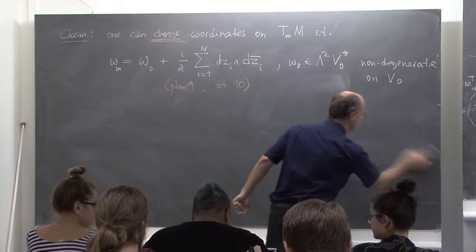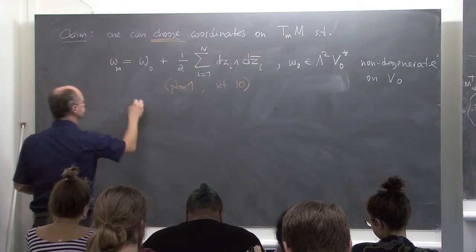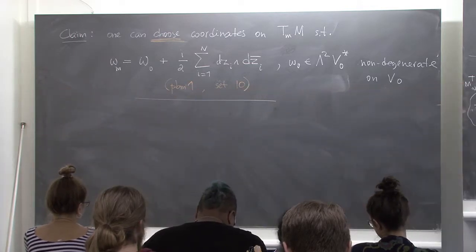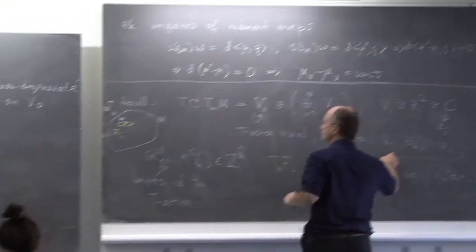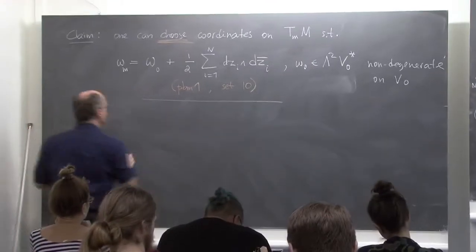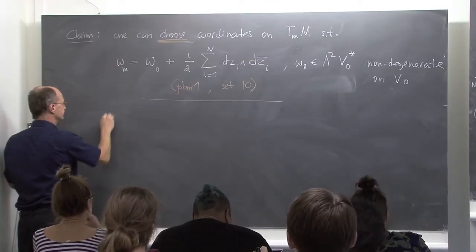Okay, so assuming this is true, now we have our T action which is fixed. We have our 2-form which is fixed. The question is, what's the moment map?